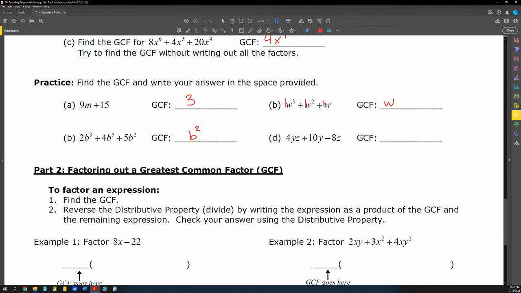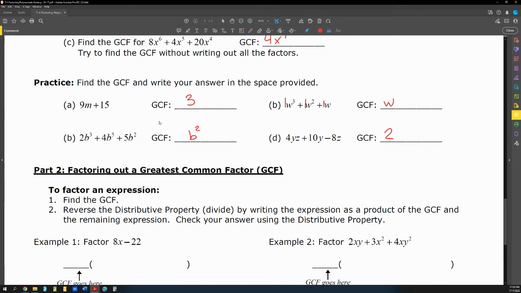And finally, letter D, 4yz plus 10y minus 8z. Numbers, so I noticed that each of these, the greatest common factor is 2. And then yz, y, and z, well, there's no variable that all of them have in common. Not all of them have y's, and not all of them have z's. So we cannot factor out any variables. So our greatest common factor is just 2.